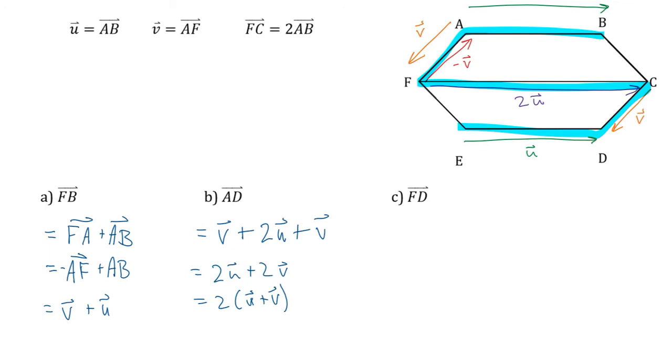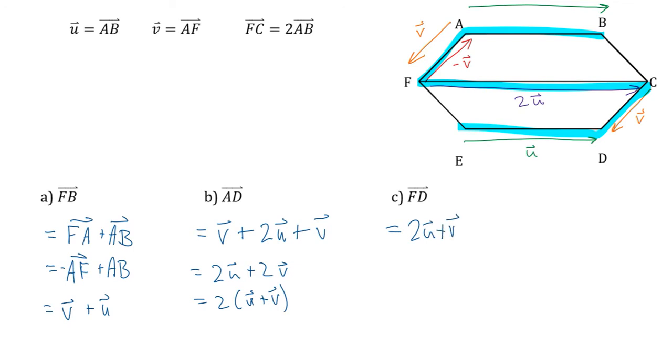Okay, and the last one is F to D. So if I go from F to D, well, I don't know what's going on with this one. This one's even easier. F to C to D. Those should have been in a different order because this one's trivial now that we've already gone from A to D. We went through this one. But this one is 2u plus v. And I think that's it.